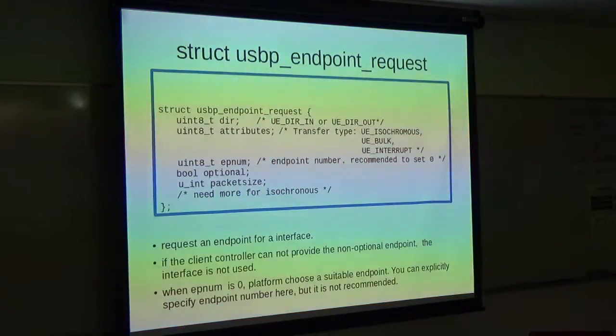You can explicitly specify the endpoint number, like that the interface wants to use endpoint number 2 and 4. It is possible, but not recommended, because the USB client controller has its own limitations about the usage of endpoints. So if you specify the number explicitly, it may not fit the client controller. So we recommend you leave this at 0 here and let the platform framework select the endpoint number.